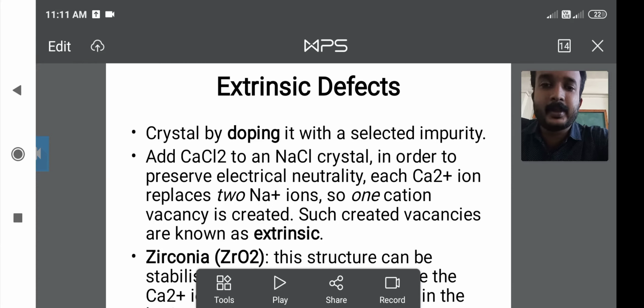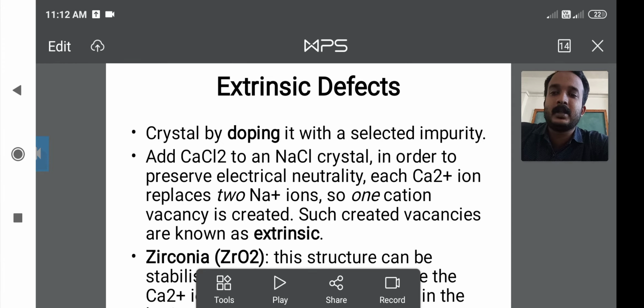Friends, in the last lecture we discussed defects and their concentration. There are two categories: first, intrinsic defects, and second, extrinsic defects. In the last lecture we finished the first category, the intrinsic defects. In this lecture we will discuss the extrinsic defect.